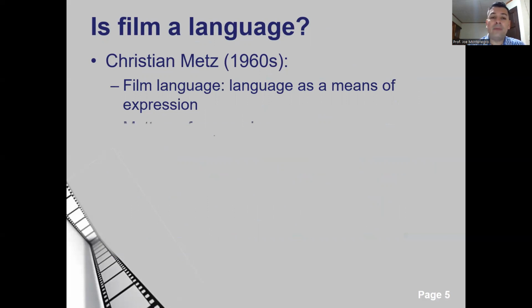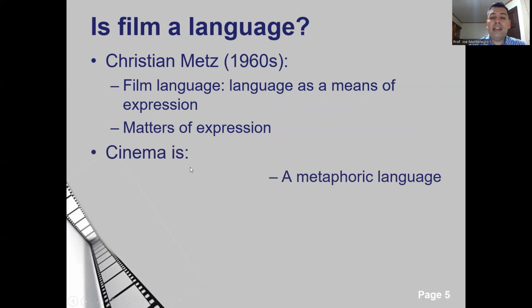film is language. It uses matters of expression, like we've mentioned some examples of those, like lighting and montage, but there's also music and sound, and there's also the performance of the actors. There's the spoken word. There's everything that is involved in film to communicate meaning. Those are film's matters of expression.